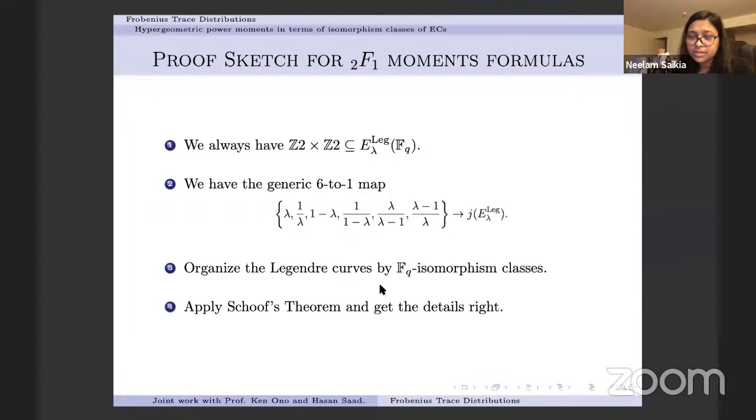Now for the 3F2 moments, we did a similar kind of calculation, but somehow in a different manner.